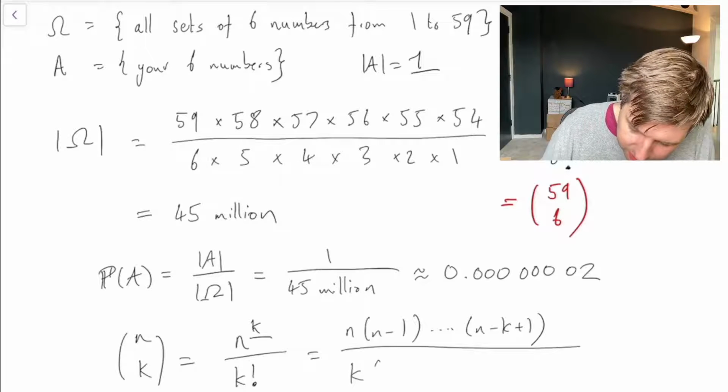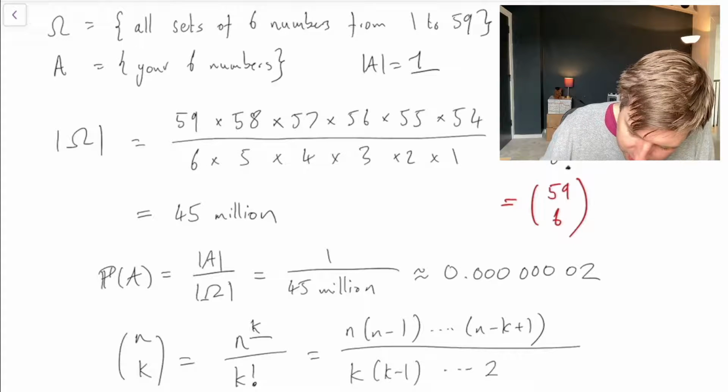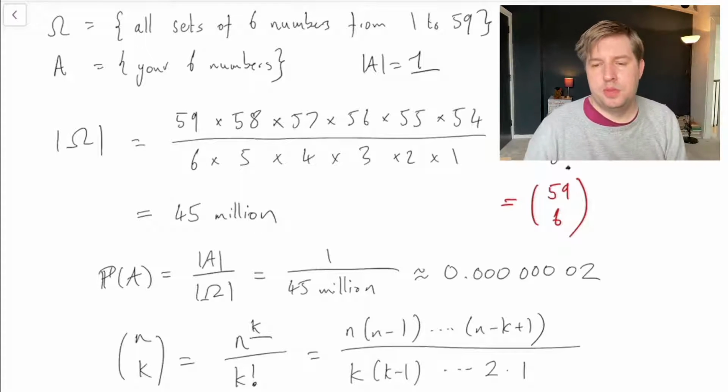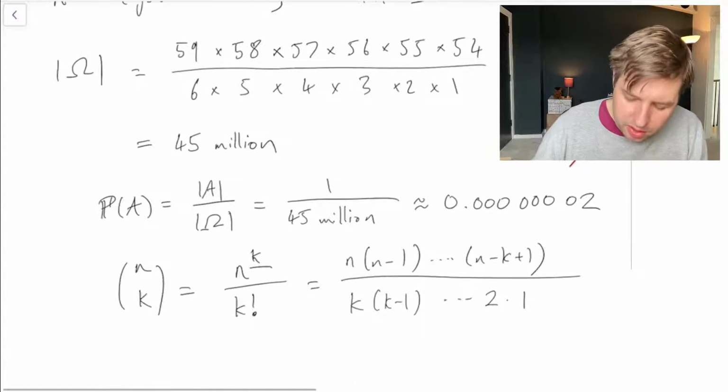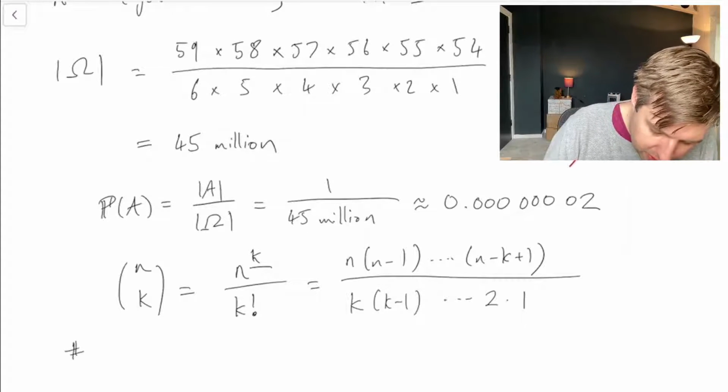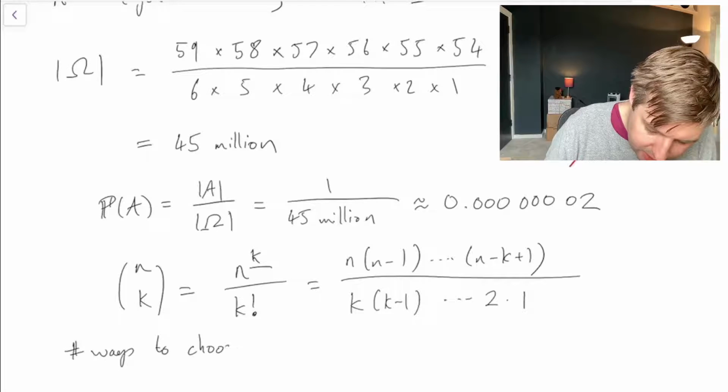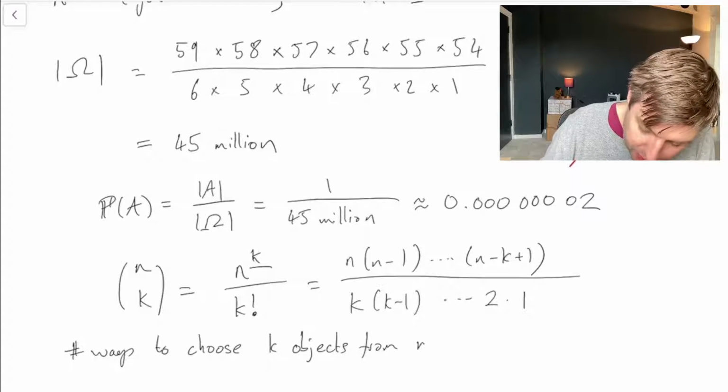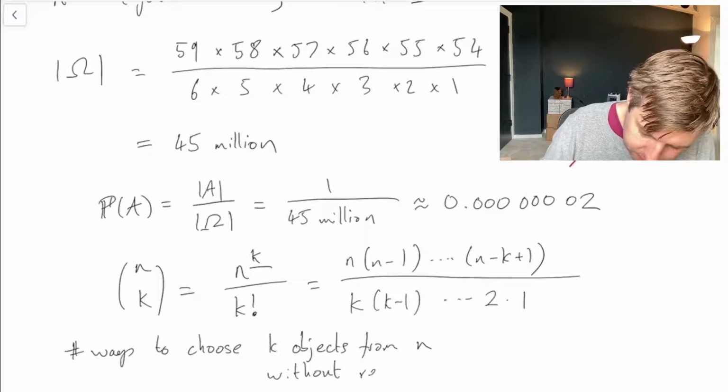Over k times k minus 1 to 1. And that's the number of ways to choose k objects from n without replacement, and where the order doesn't matter.